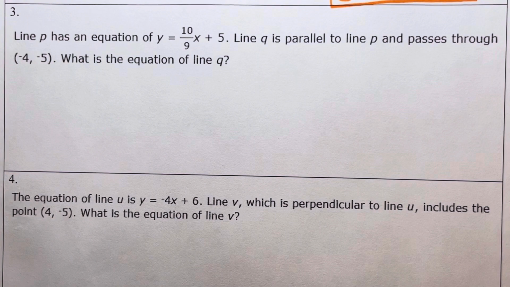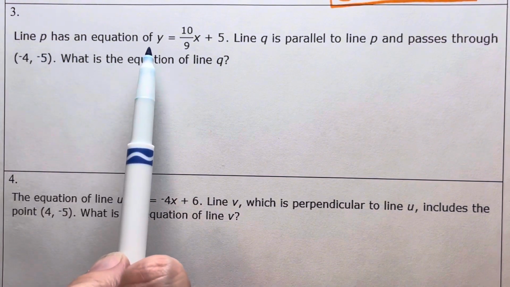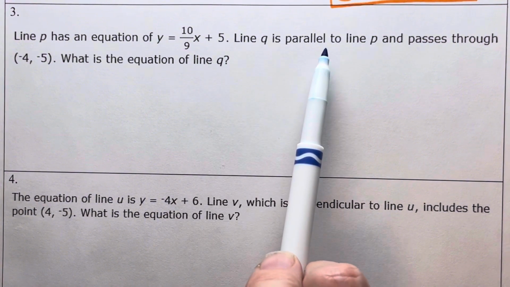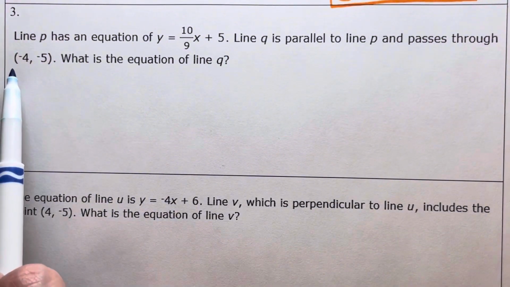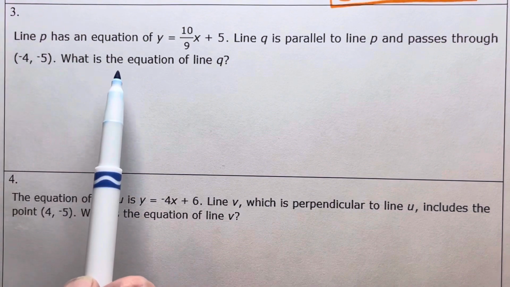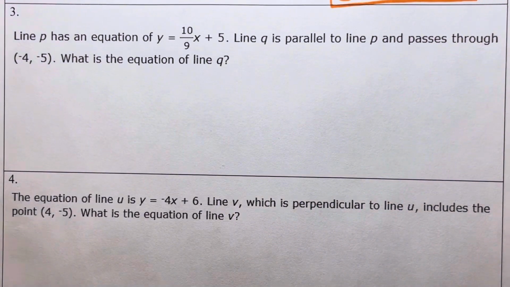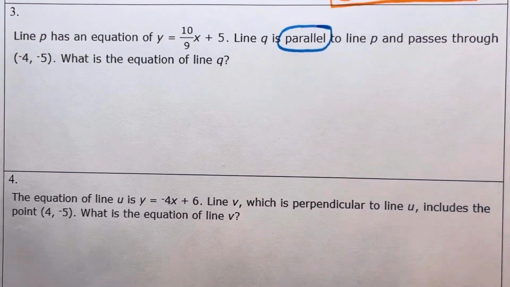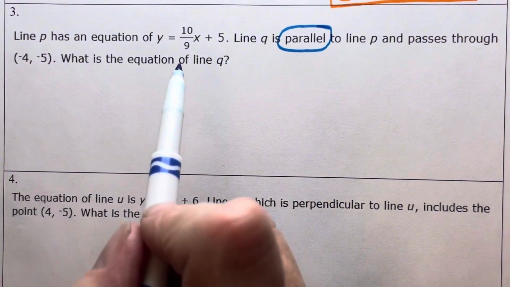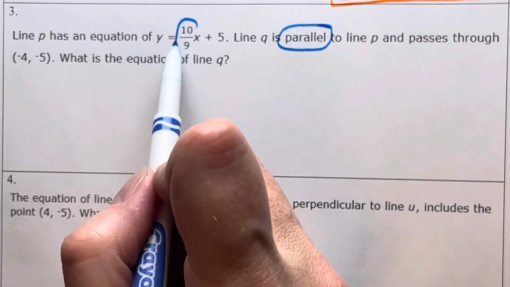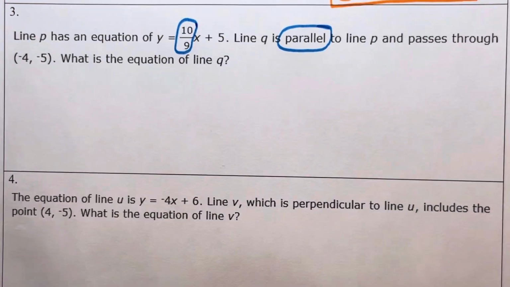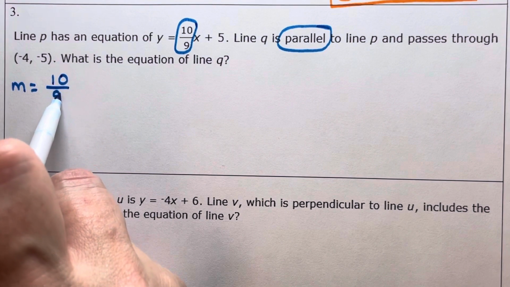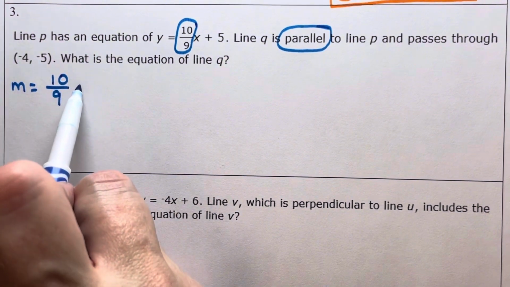Example 3. Line P has an equation of y equaling 10/9 x plus 5. Line Q is parallel to line P and passes through the point -4, -5. What is the equation of line Q? We see very quickly that this particular problem is asking us to find a parallel line. All right. And we need to determine from our original equation what the slope was. So that was easy to find. Our original slope is 10/9, as that is the coefficient in front of x.